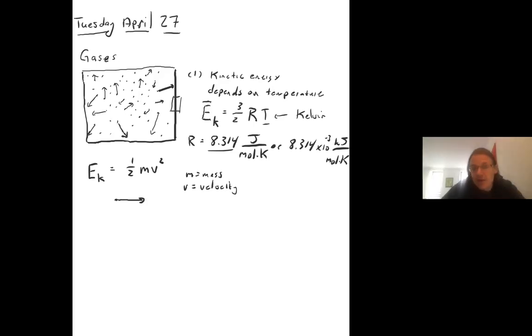Well, if they're all moving, they all have kinetic energies. So there's a related equation that takes the average into account. It looks something like this. The average, so I'm going to put a line here for average. The average velocity is equal to the square root of 3RT over molar mass.